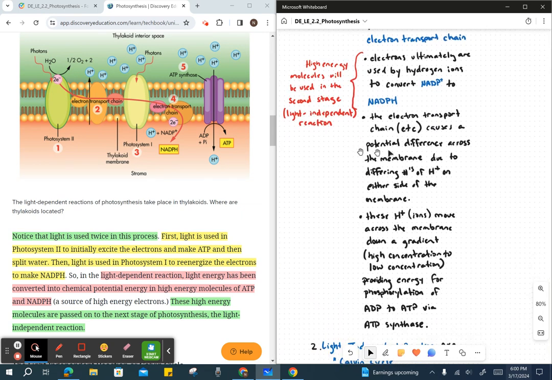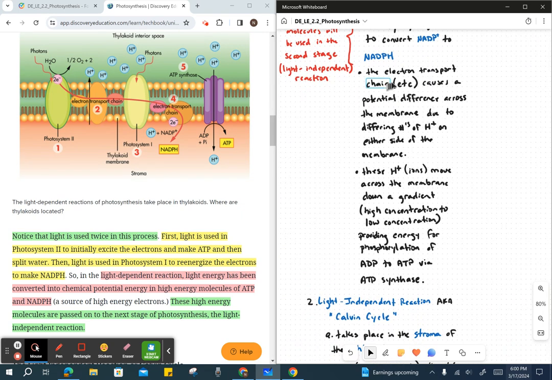All right, so continuing down, the electron transport chain, ETC, causes a potential difference across the membrane. You see that here. On the thylakoid interior space, you can see a high concentration of hydrogen ions, all these H pluses. And in the stroma, you see very few of the hydrogen ions. So remember that systems want to achieve a state of equilibrium. If you have a high concentration, these are going to pass across the membrane, if possible, until you have an equal amount on both sides. And that's how the work is actually done.